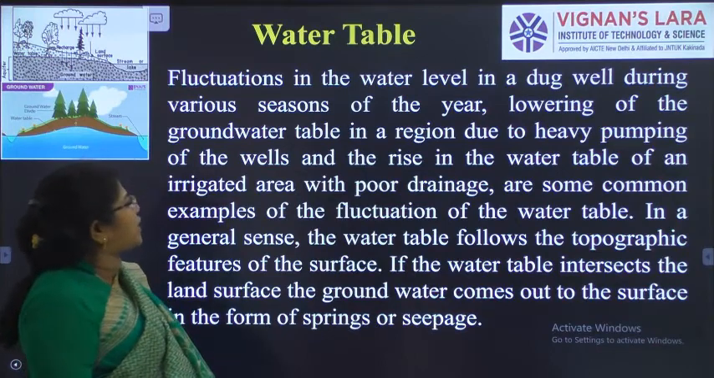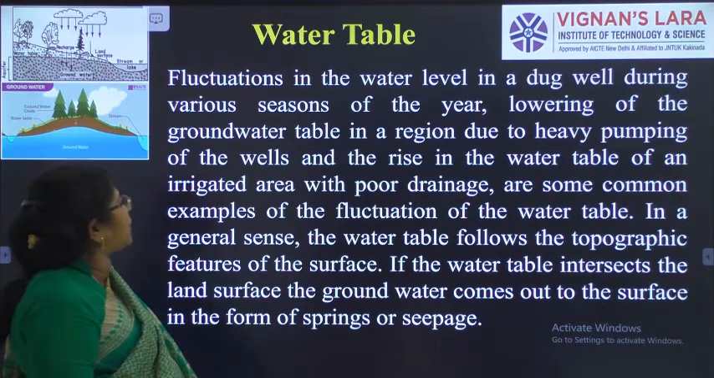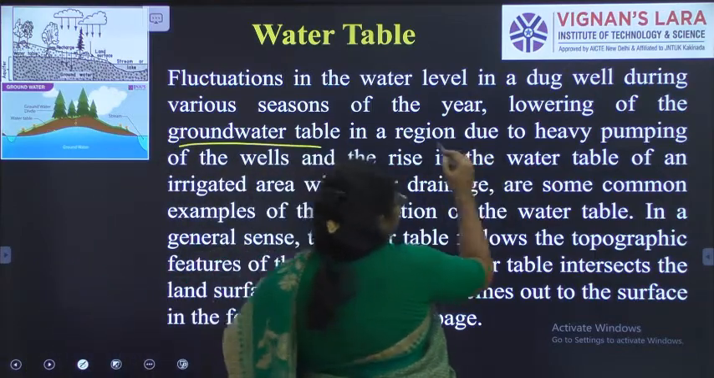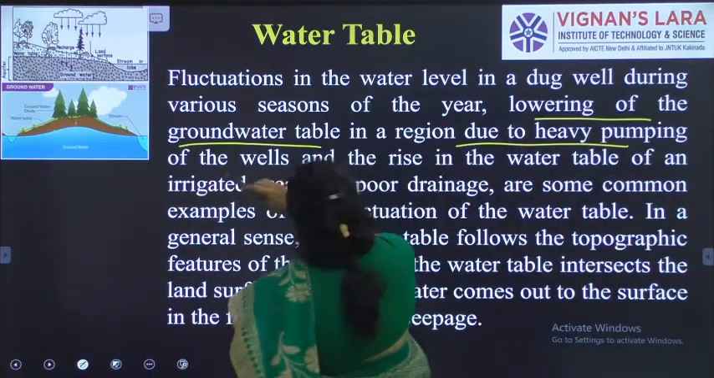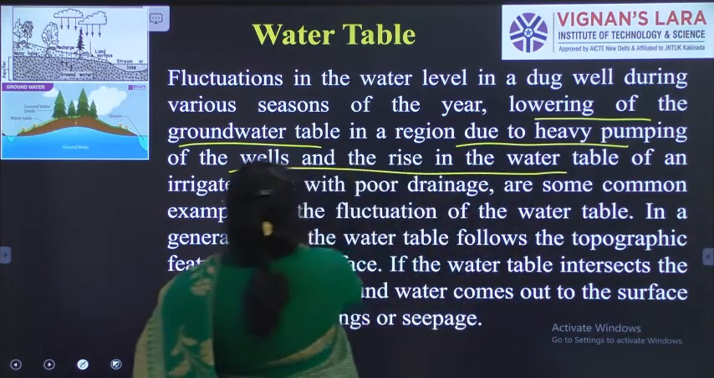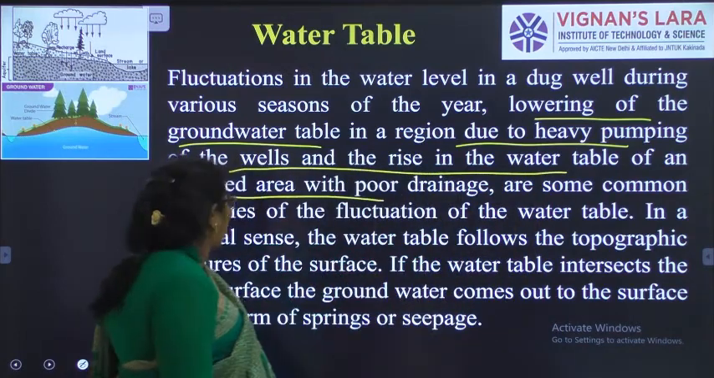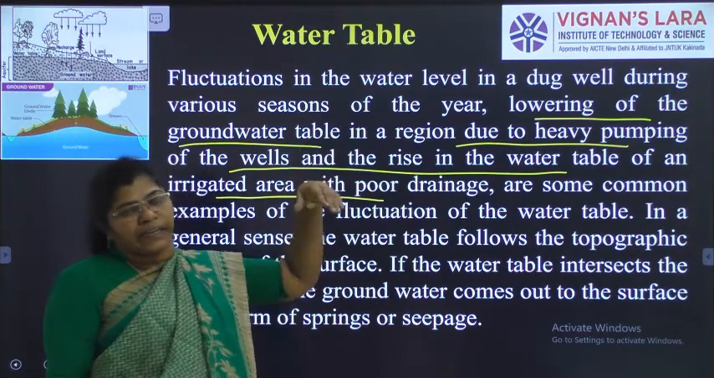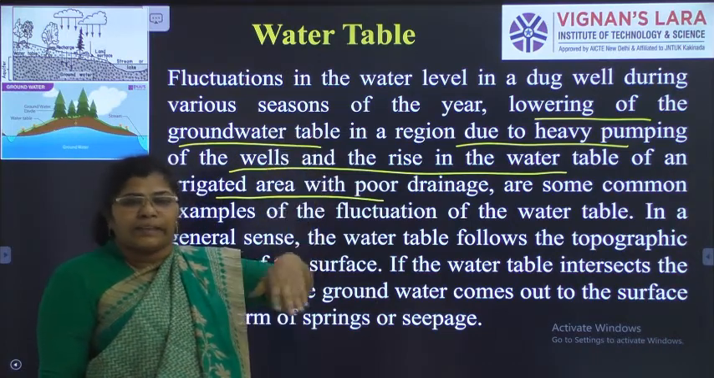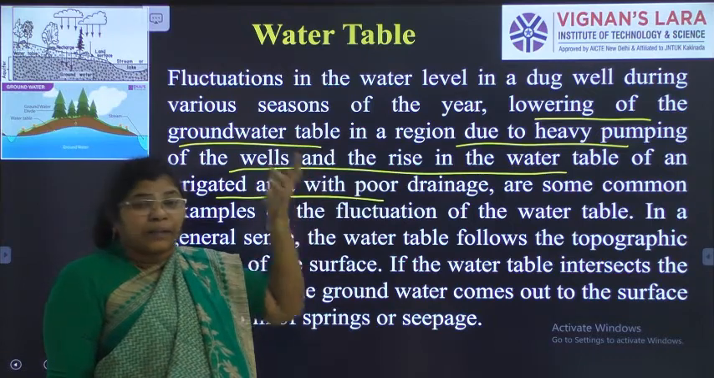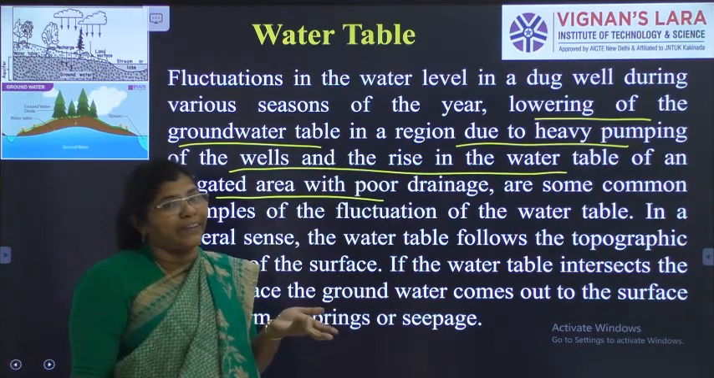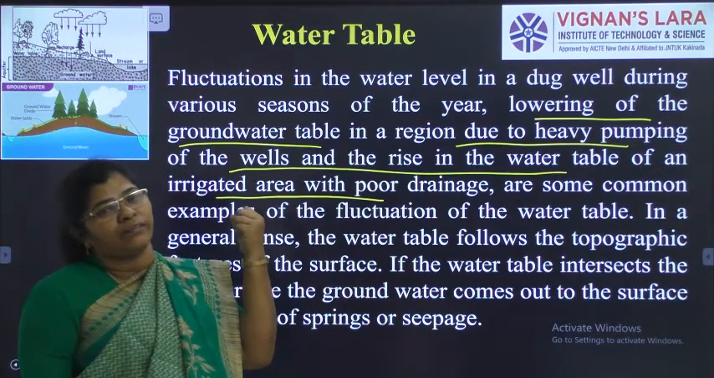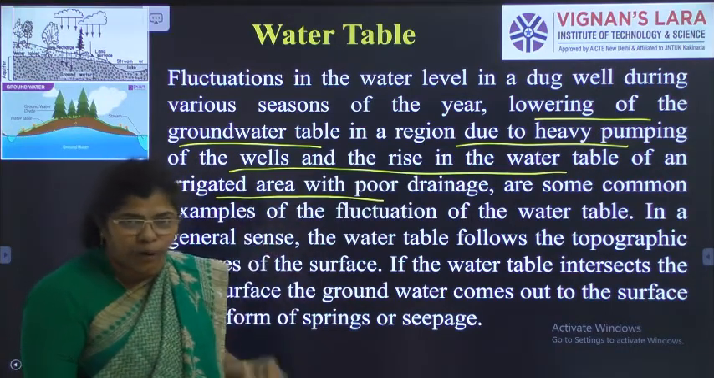The extent of fluctuations in the water level during various seasons of the year. Lowering of the groundwater table in a region is due to heavy pumping of the wells, and the rise in the water table due to irrigation and poor drainage are common examples of fluctuations in the water table. So sometimes the rainwater will be very heavy. At that time the water table will be high. Sometimes there won't be any rainwater, but there will be pumpage from the well and so much water drawn, which makes the water table go down.